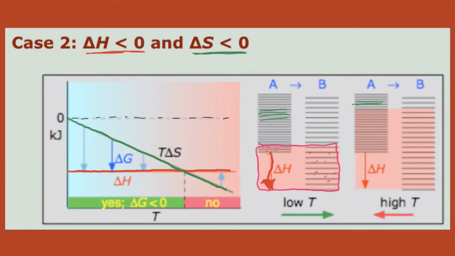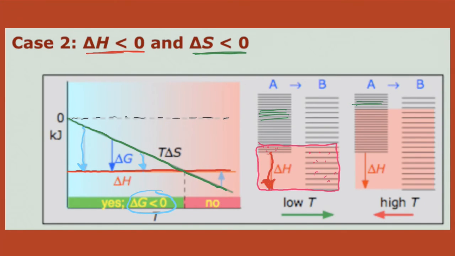That means if we go over to our graph, delta G is downward on the left. Delta G is negative. That means that the reaction will proceed from left to right, going from A to B. Delta G is less than 0.